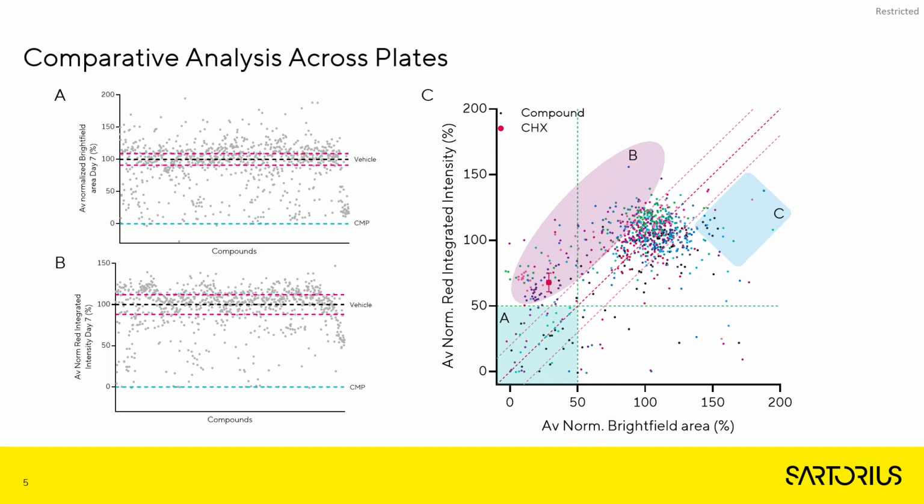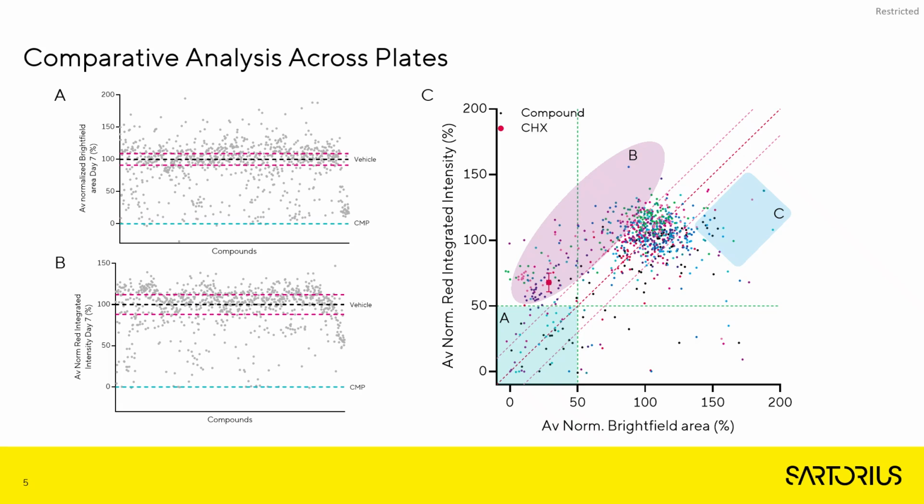Region A represents compounds that elicit a response of less than 50% for both readouts, 5.3%, which would be considered cytotoxic in nature, causing reduced viability and spheroid shrinkage. Region B represents compounds that affect spheroid size but have limited effect on viability. Cycloheximide, a known cytotoxic compound added as a control, sits in this region, which is the red marker.